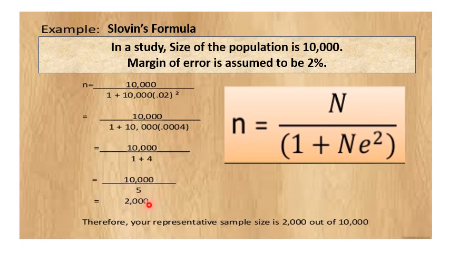So the calculated sample size is 2000 using Slovin's formula. So as per Slovin's formula, the representative sample size is 2000 out of the population of 10,000.